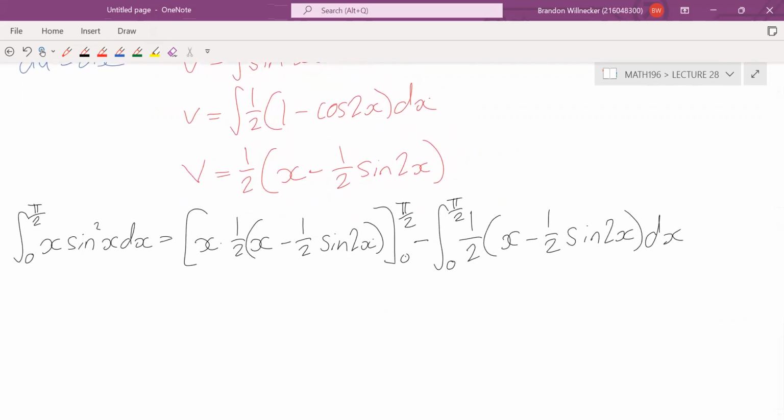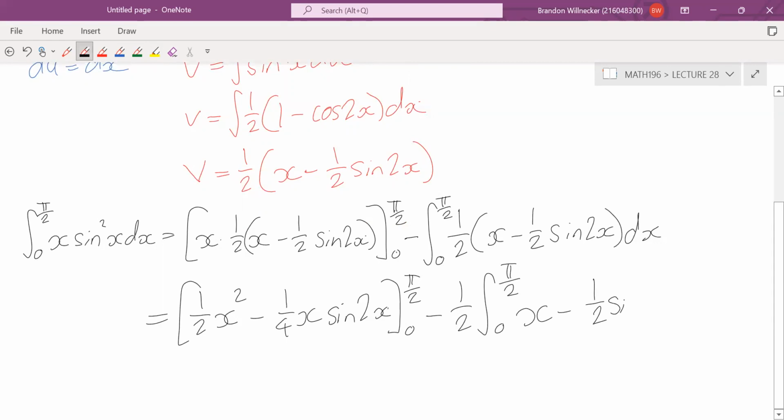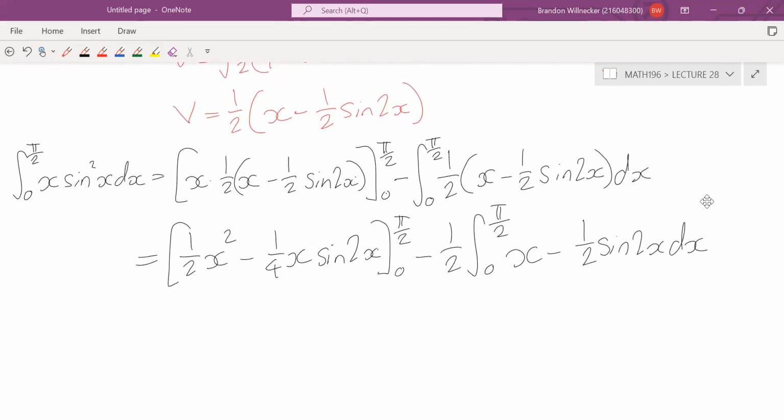Now we just need to do the evaluation of the first bracket and then integrate this last term over here. Okay, so let's just simplify this. We're going to have 1/2 x squared minus 1/4 x sine 2x from 0 to pi over 2 minus 1/2 integral from 0 to pi over 2 of x minus 1/2 sine 2x. Okay, that integral is pretty easy to do.